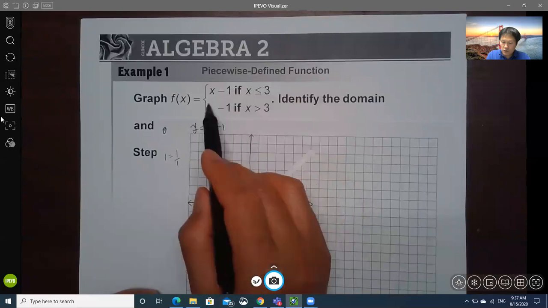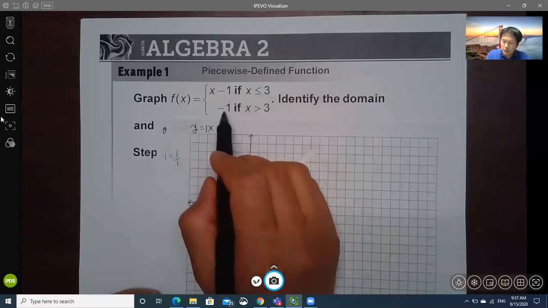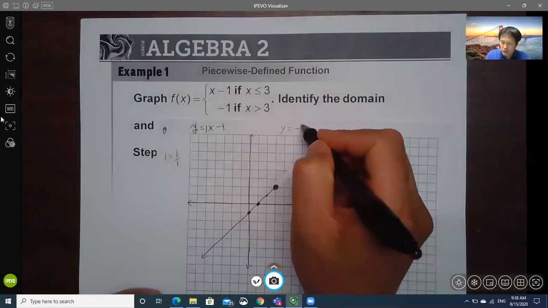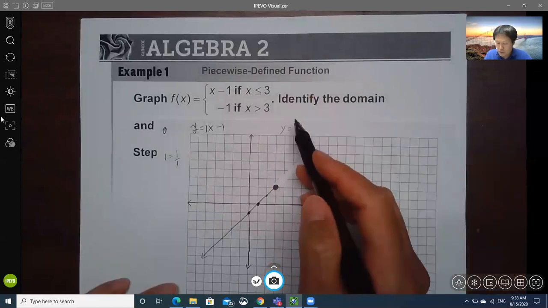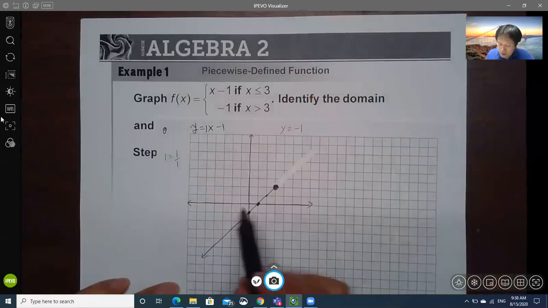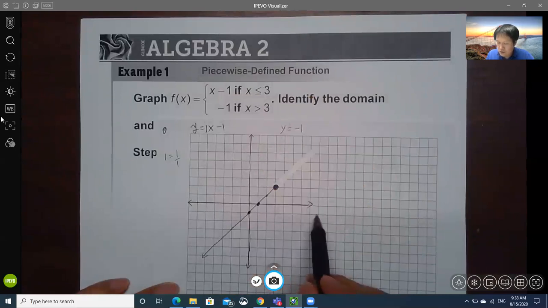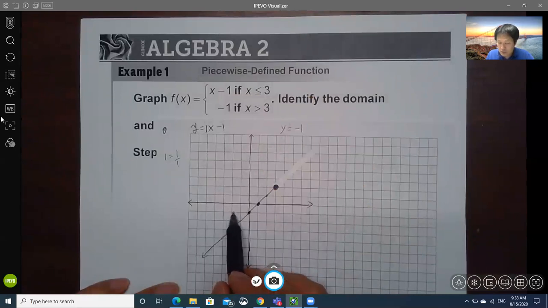Now look at the bottom function. Y equal to minus 1. If you look at it, y equal to minus 1 is a horizontal line. So this is the horizontal line right here, y equal to minus 1. If you graph it, you have the entire line here.